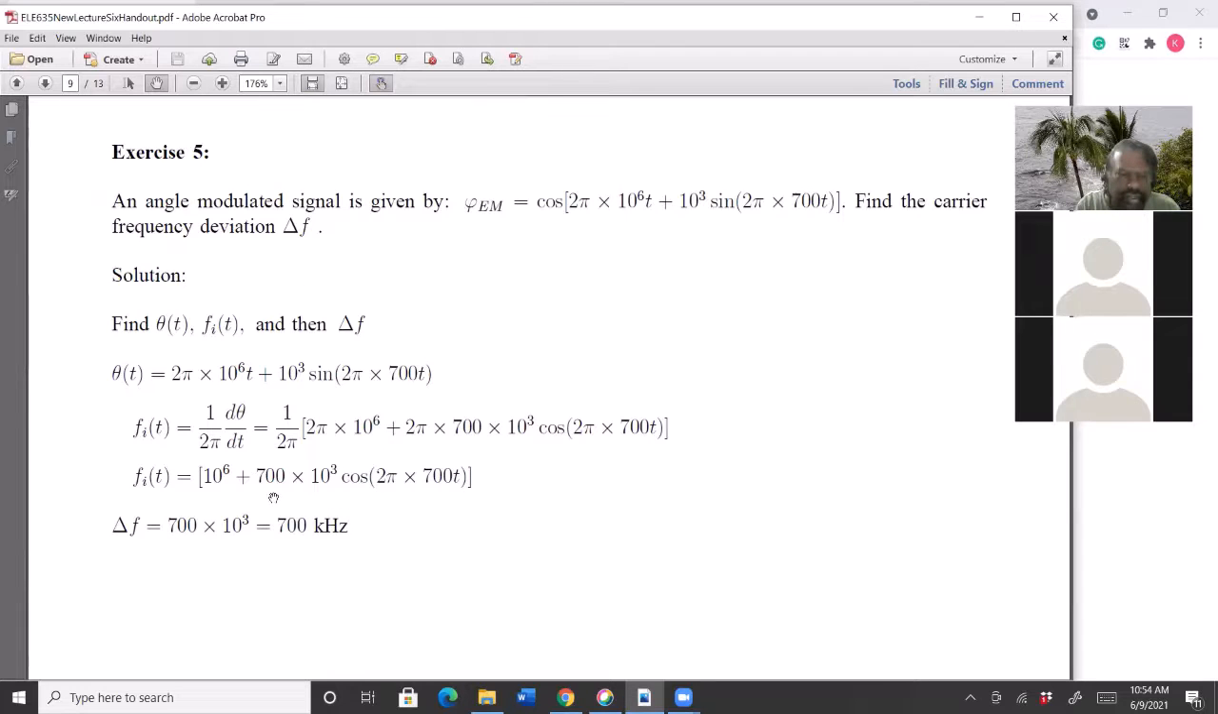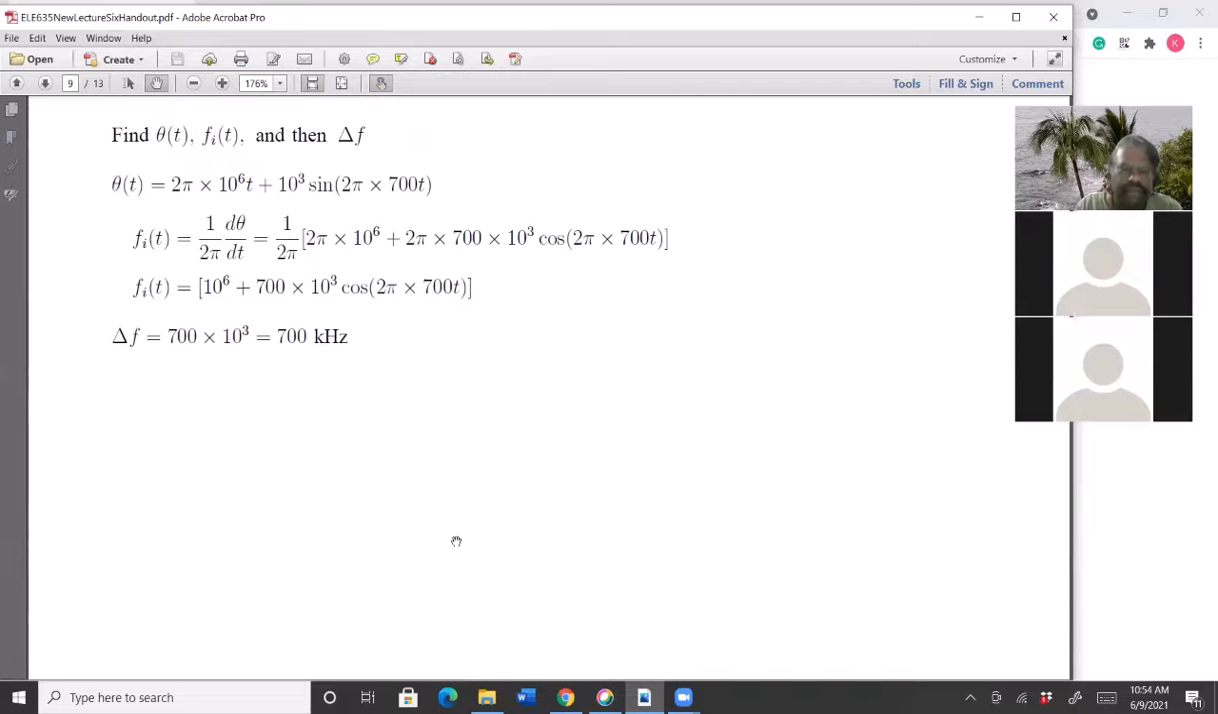So the deviation is the maximum value of this cosine signal, which is its amplitude, 700 times 10 to the 3, which is 700 kilohertz. Or you could say it is the peak value of this. Okay, so this is an important example.